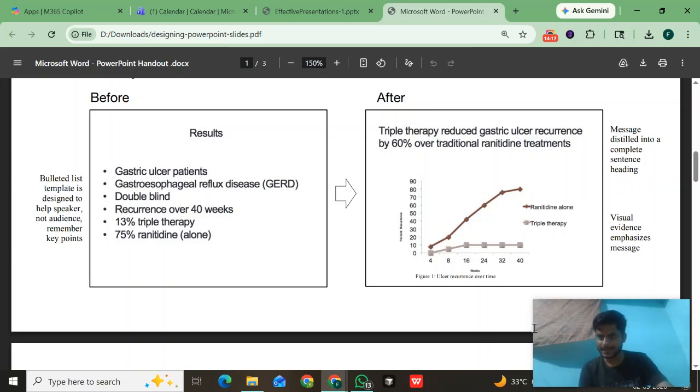Now in this slide, the message is distilled into a complete sentence heading. So we have added a clear sentence: triple therapy reduces recurrence by 60% over traditional treatments, right? So here I am getting a clear idea of what the result is, and I represented it with 30% triple therapy to 75%. So that is a clear visual focus, clear title heading. That is the way we should present our slide. This is a practical approach, right? Let's take another example, right?